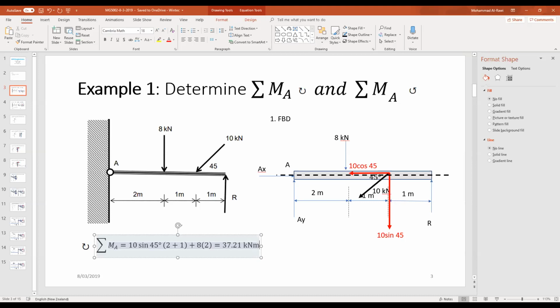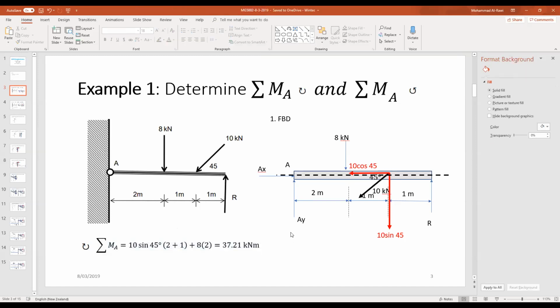If you do that in the test or the exam, you will definitely lose marks. Moment has different units from a force. So please pay attention to those small, tiny things, because you don't want to misguide anyone reading behind you when you try to design something. All right, so that's the moments in the clockwise direction.